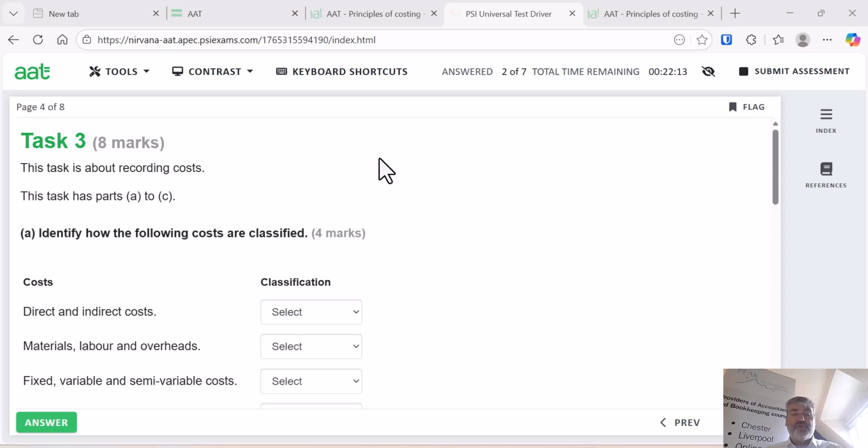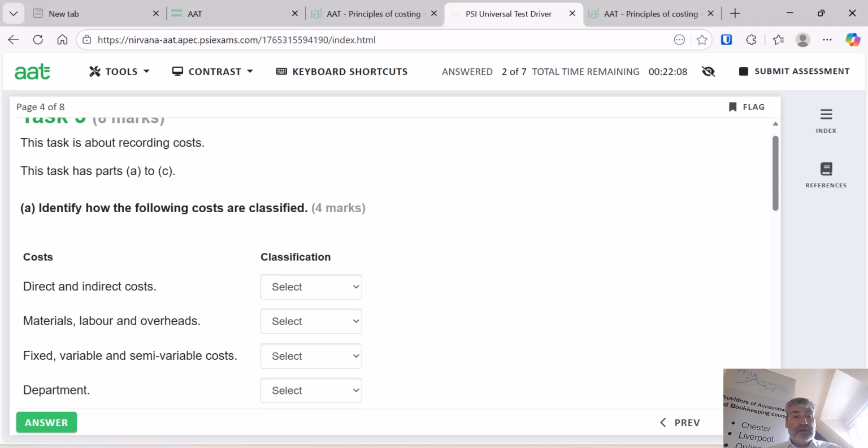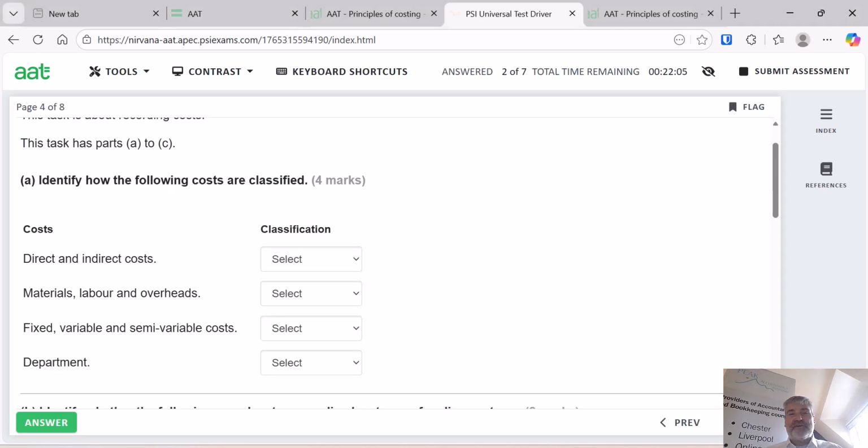So we're asked to identify how 4 specific costs are to be classified. I didn't scroll down quite enough. To start with, direct and indirect costs, how are they classified? Let's have a look at our options. We've got classified by nature, classified by function, classified by elements, or classified by their behavior. Let's take each one of those in turn and try to understand what that classification means.